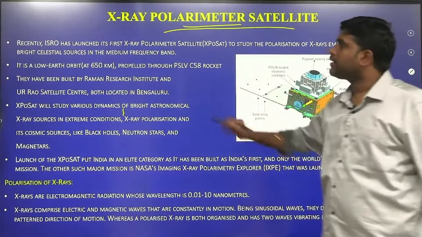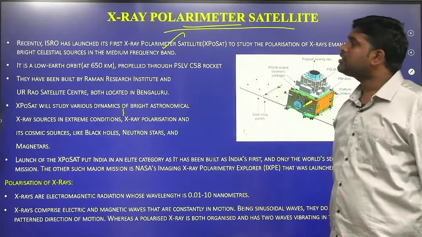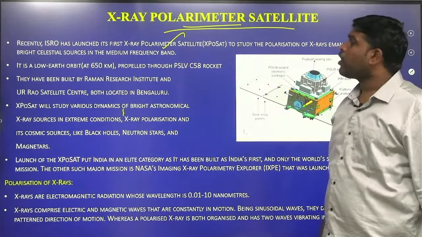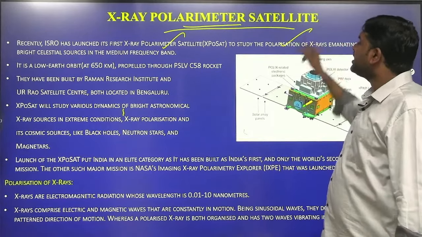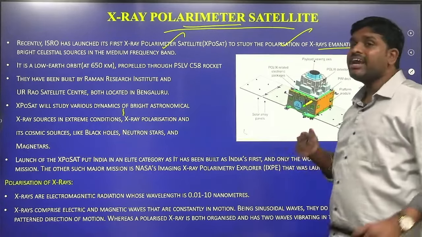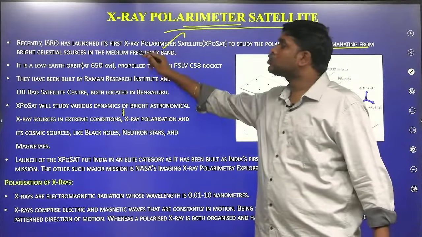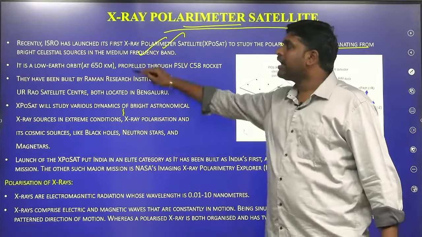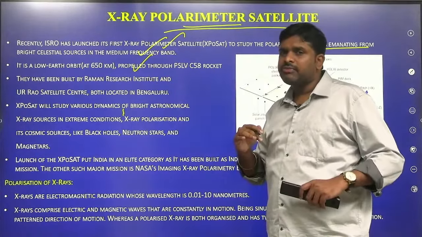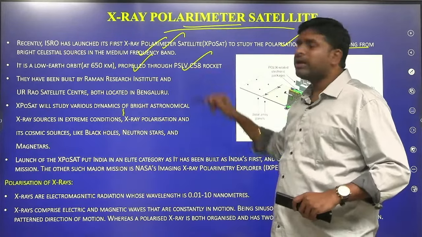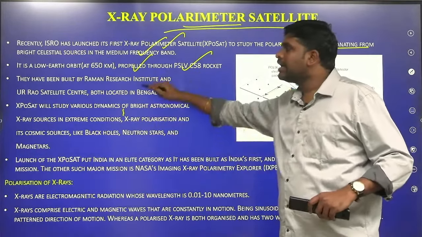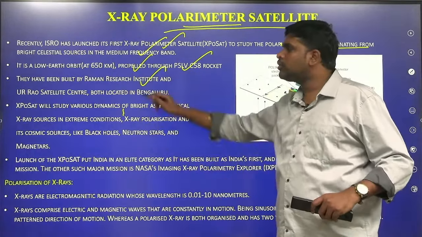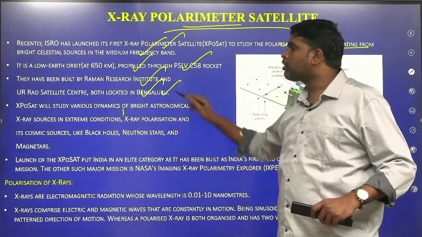Polarimeter satellite. Recently, ISRO has launched its first X-ray polarimeter satellite to study the polarization of X-rays emanating from bright celestial sources in the medium frequency band. It is in low Earth orbit, 650 kilometers from the Earth's surface, propelled through the PSLV C-58 rocket. It has been built by Raman Research Institute and UR Rao Satellite Center, both located in Bengaluru.